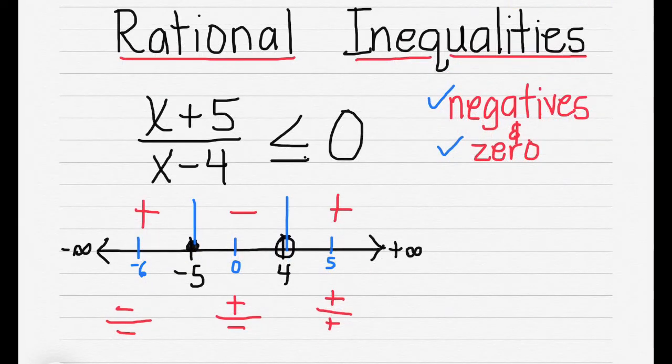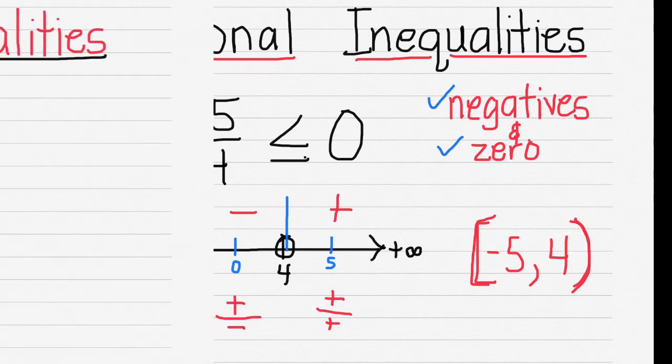So my goal was to find negatives and 0. Looking at my number line, I can see my negatives fall between negative 5 and 4. And I also want the value 0, which is at negative 5. I use a bracket on this side because I want to include the negative 5, and I use a parenthesis here because 4 is not included.